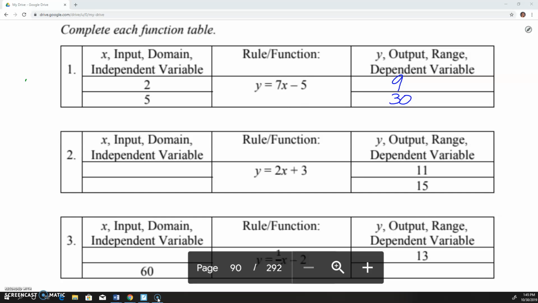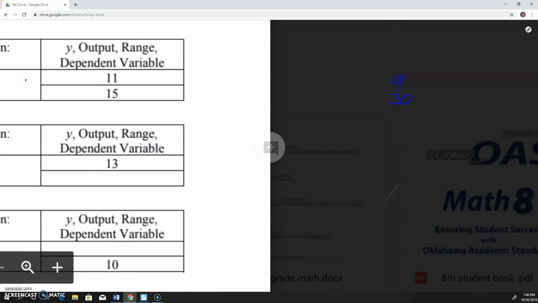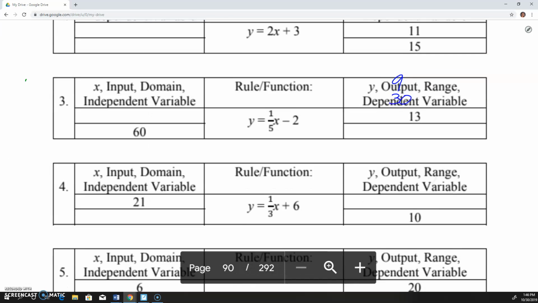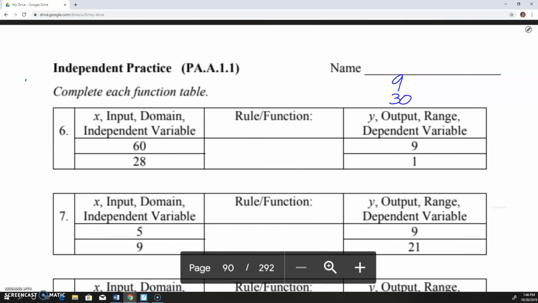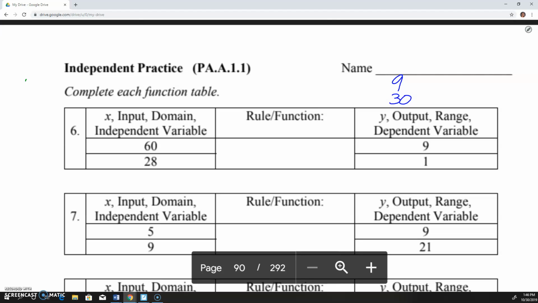When you put 11 there, you have to move 3 over. How are you going to move 3 over? Subtract 3. Then you're going to divide by 2. Then do the same thing with 15. You're going to put 15 right there. So let's go on and look down here. Down here, you have to write your own function for each one.